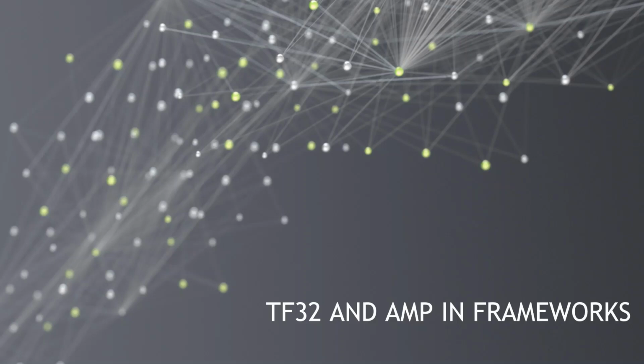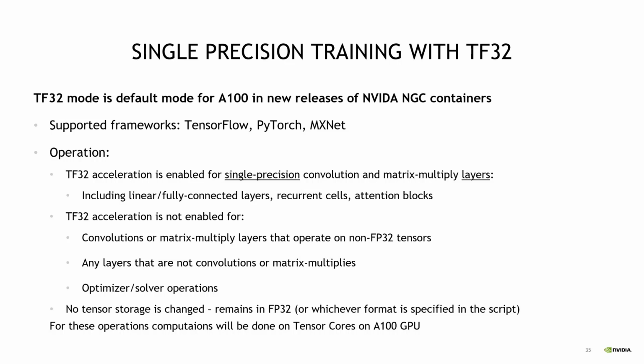Let's move from the algorithms to the code. Let's talk about how you can use AMP to train your models and how to turn this mode on in different frameworks. First, we will talk about TensorFloat-32 support, how to train a model in full precision on Ampere architecture. TensorFloat-32 mode is the default mode for the A100 GPU in new releases of NVIDIA NGC containers. It's supported by multiple frameworks, and the operations that are supported are single precision convolution and matrix multiply layers, including linear or fully connected layers, recurrent cells, and attention blocks.